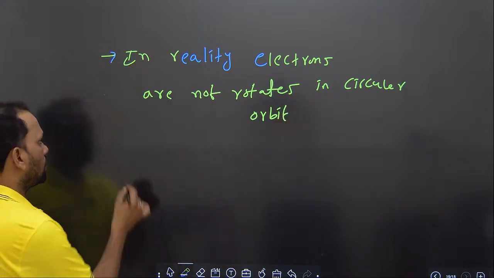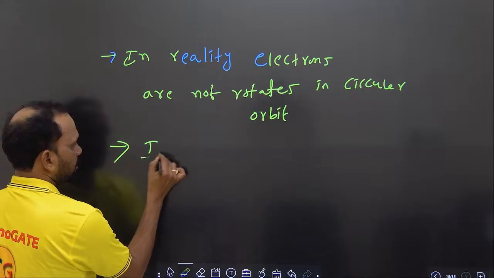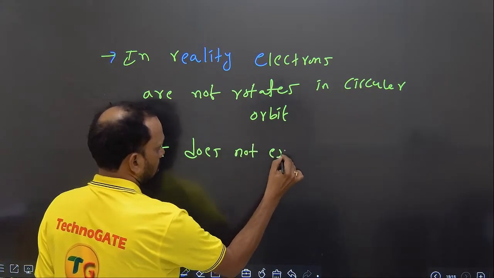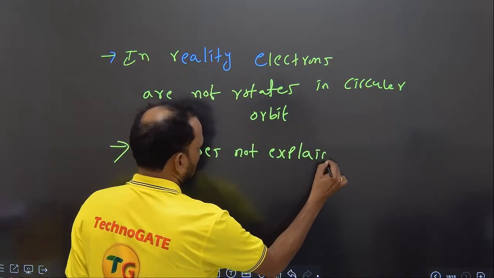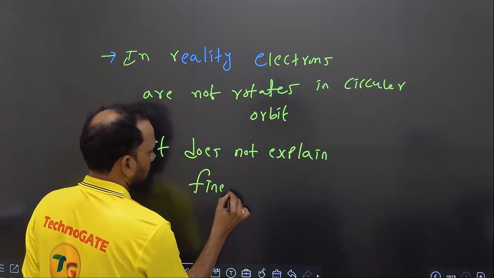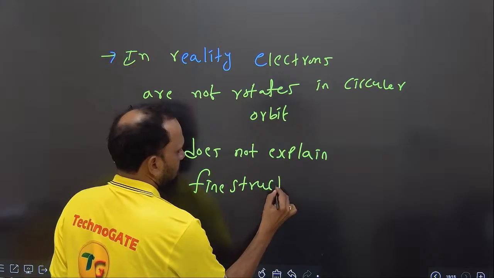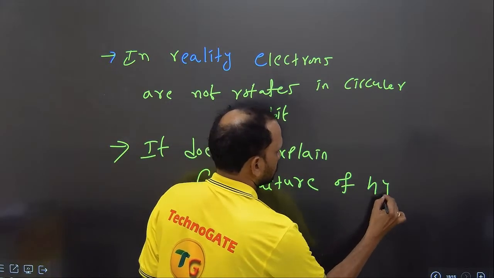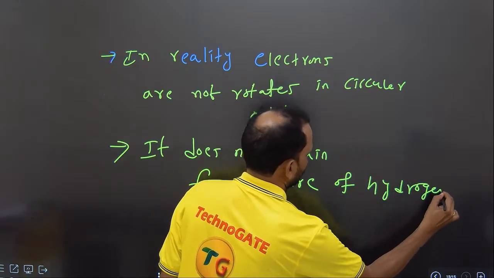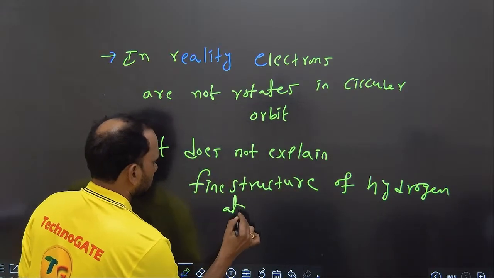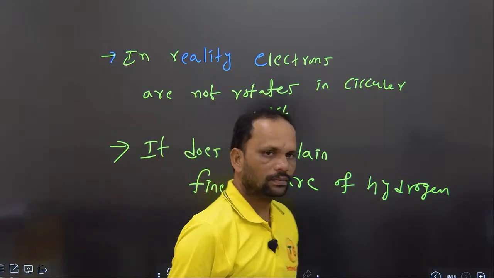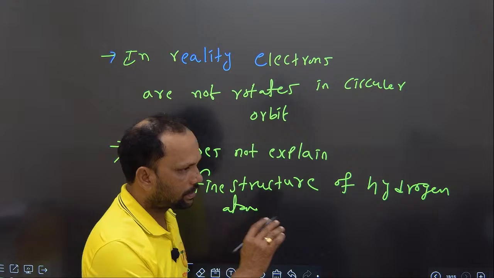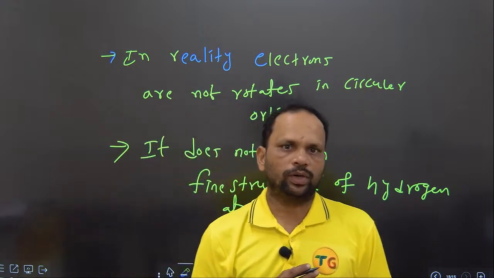Right? And one more thing is, it doesn't explain the fine structure of the hydrogen atom, which you will come across further. Right? So these are the limitations of the Bohr model. So this is about the Bohr atomic model.